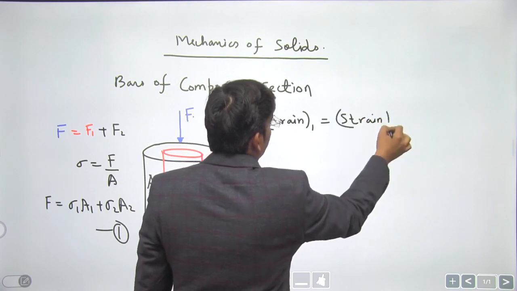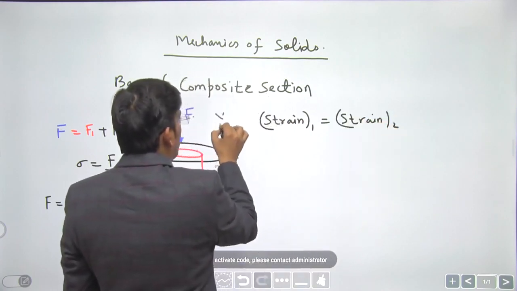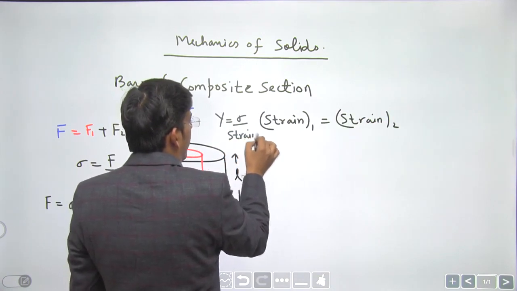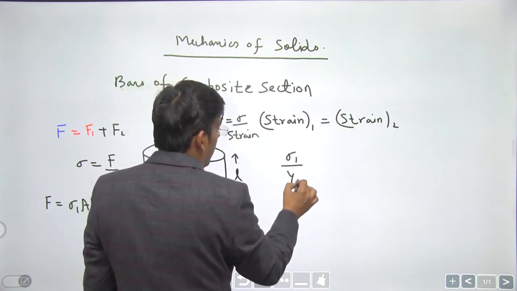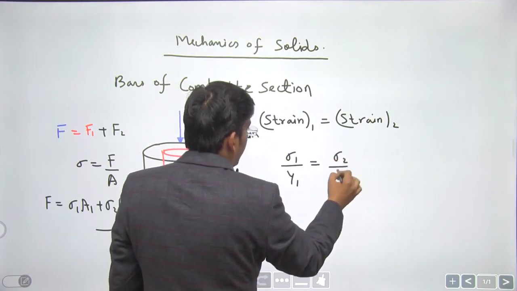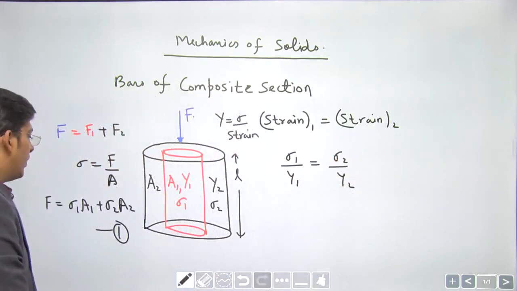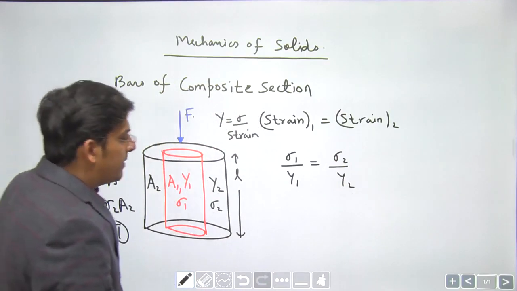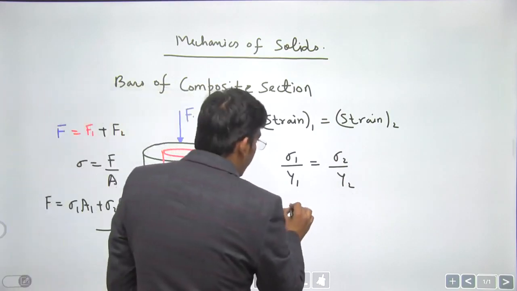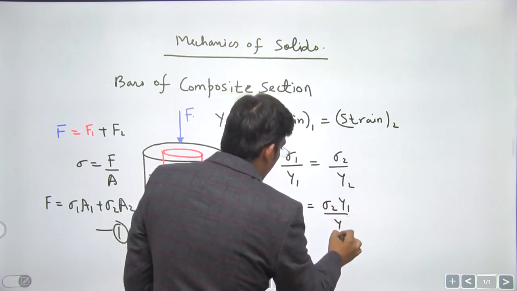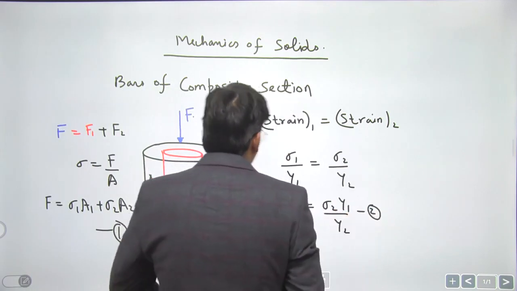Now you know that Young's modulus is stress by strain. So strain is going to be sigma by Young's modulus, again sigma by Young's modulus. So dear students, we have two equations here and obviously two variables. You can calculate them for sigma 1 and sigma 2. Let us substitute the value of sigma 1 as sigma 2 into y1 divided by y2. We have two equations, let us solve them.